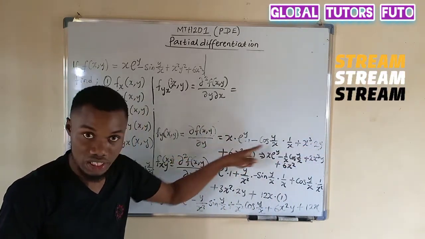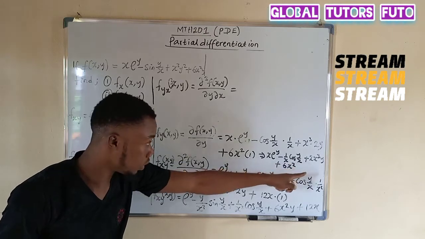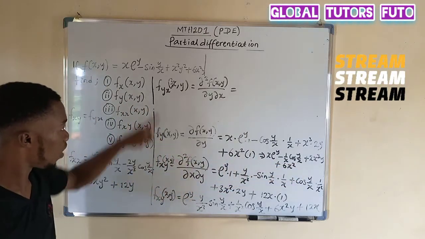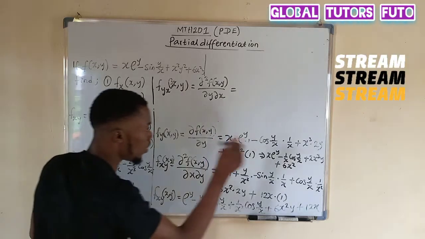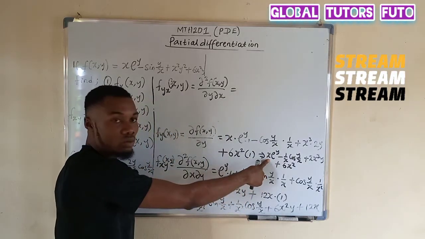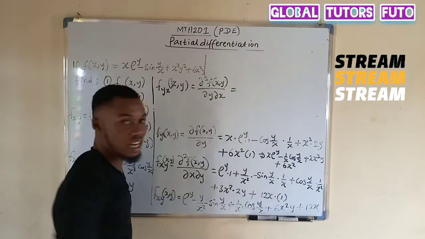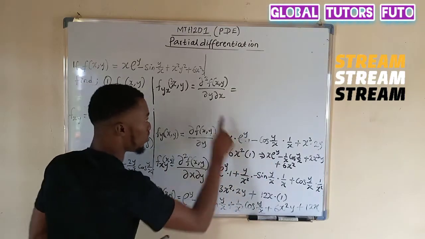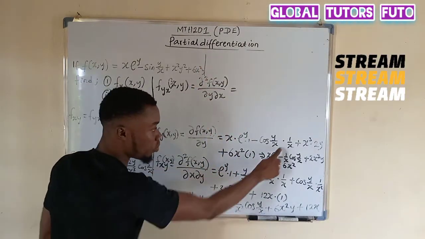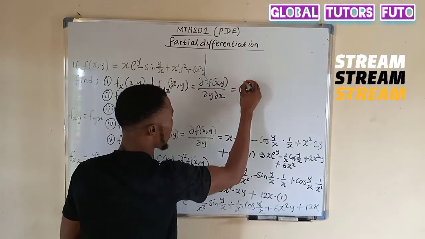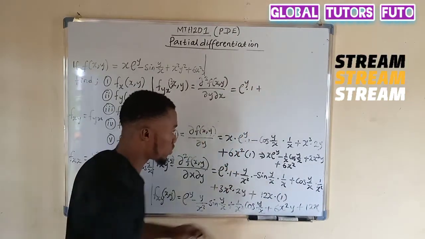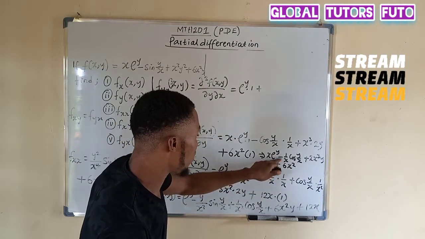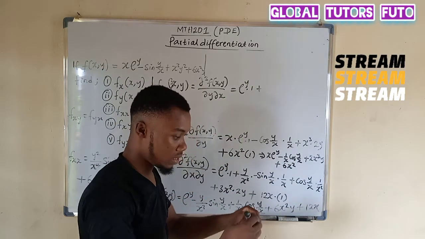I have done the computation now. So let us differentiate our f of y with respect to x. Let's see what we are going to obtain. When we differentiate x e to y with respect to x, remember that we are working with respect to x now, so e raised to power y is our constant. When we differentiate x with respect to x, we get 1. Plus, we are now here. This is minus 1 over x cos y over x.